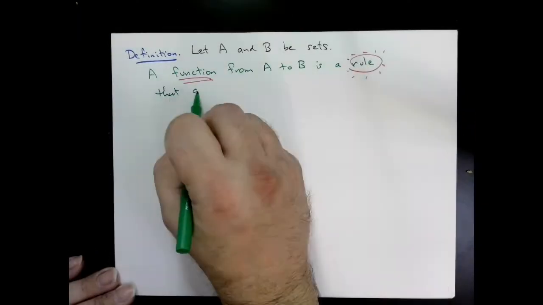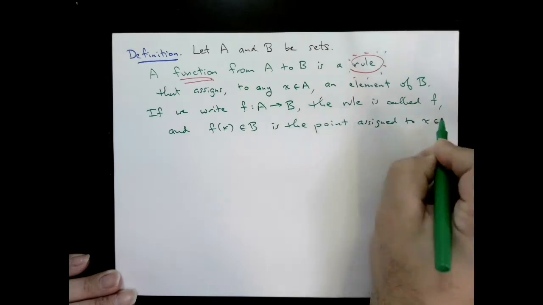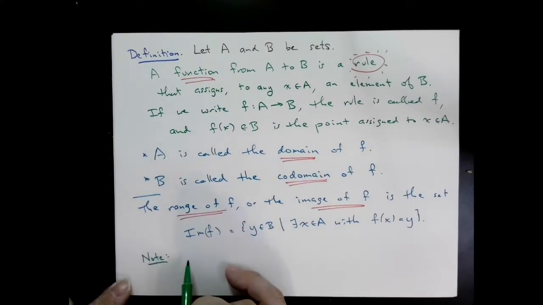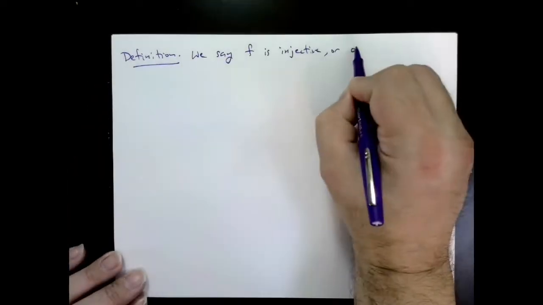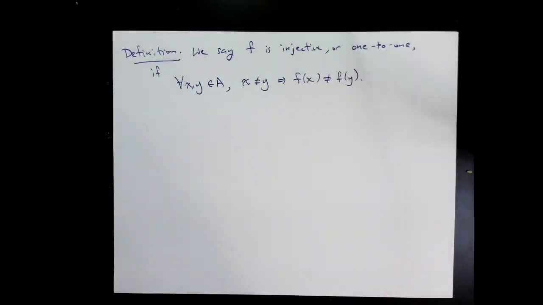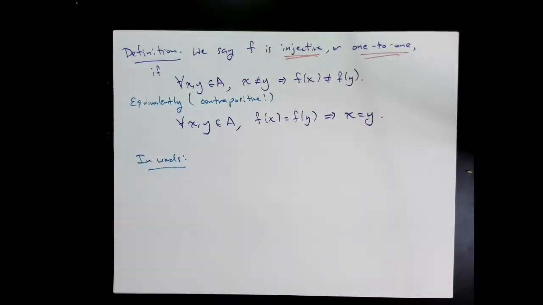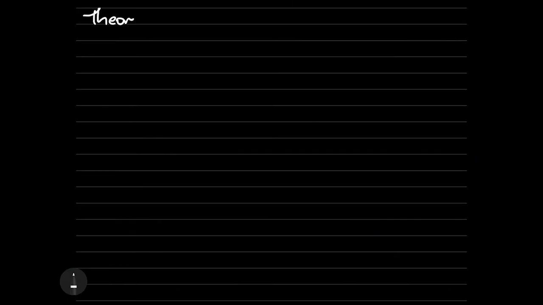Recall our definition of function, domain, and codomain, which we put here. Also recall the definitions of injective, surjective, and bijective. Here's an important theorem. Let A and B be finite sets. Then the following are all equivalent.